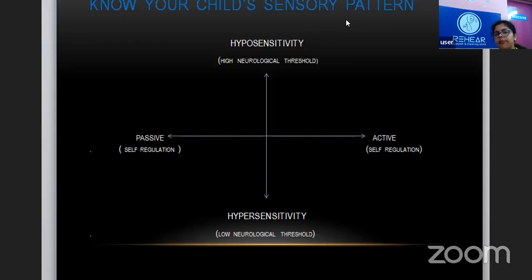So know your child's sensory patterns. This is very important. Hyposensitive means a high neurological threshold, which is low arousal, an under-responsive child. Hypersensitive means over arousal, over-responsive. Then they can also be mixed. So there are four types in the classification: the seeker, the avoider, the bystander, and the sensitive.